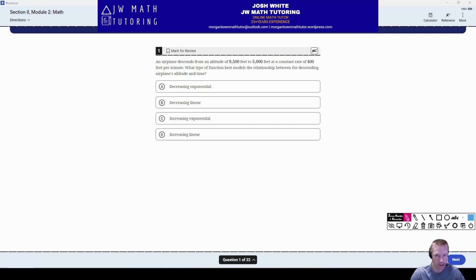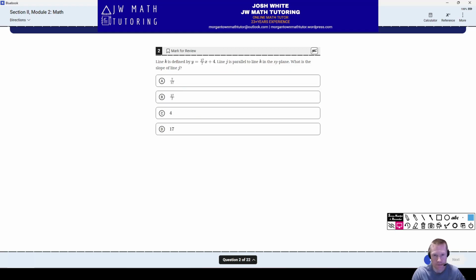You have an airplane and it's descending at a constant rate. The fact that it tells you it's a constant rate, which is a number, say, not a percentage, tells us it's going to be a linear function. And the fact that it's descending, i.e. the altitude or height is decreasing, means that it will be a decreasing linear function. So the correct answer for this is just letter B.